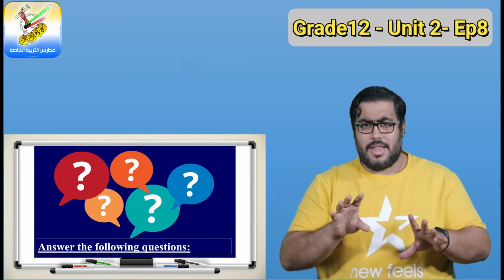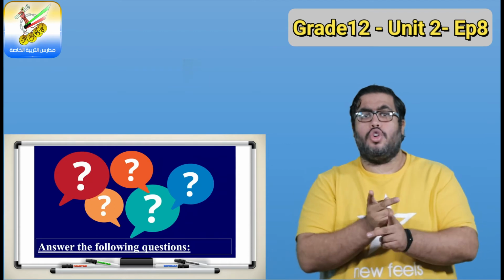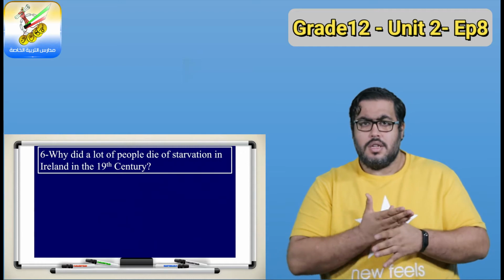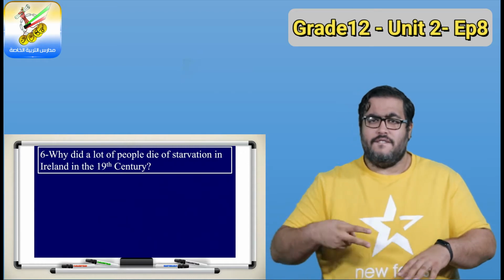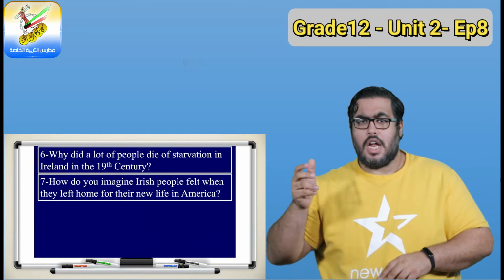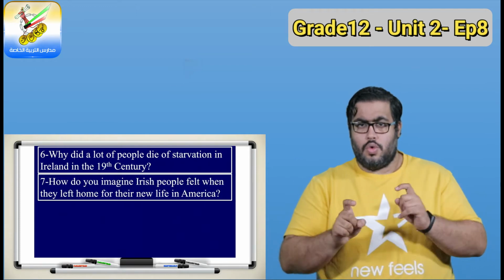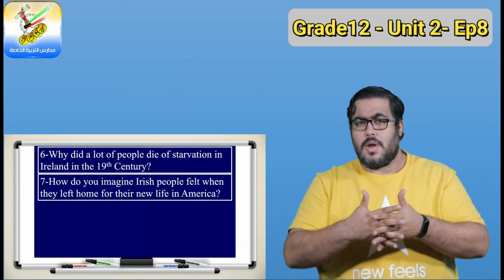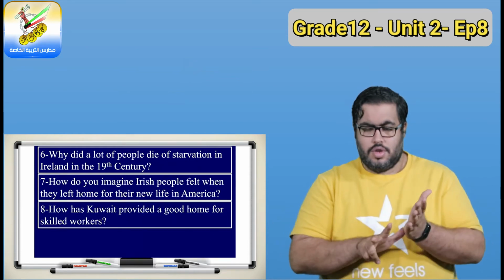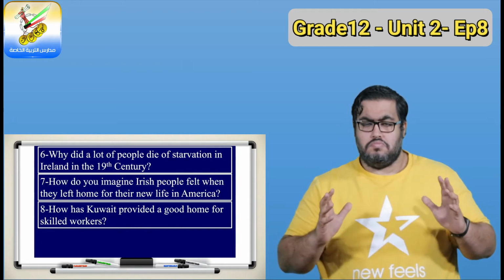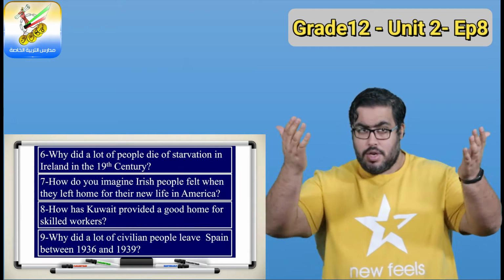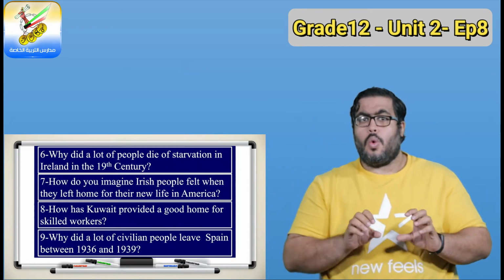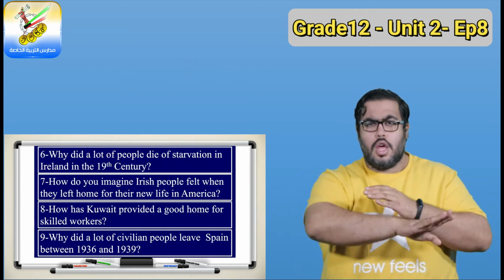After the multiple choice questions, you have the productive questions. Question number 6. Why did a lot of people die of starvation in Ireland in the 19th century? Question 7. How do you imagine Irish people felt when they left home for their new life in America? Question 8. How has Kuwait provided a good home for skilled workers? And question number 9. Why did a lot of civilian people leave Spain between 1936 and 1939?